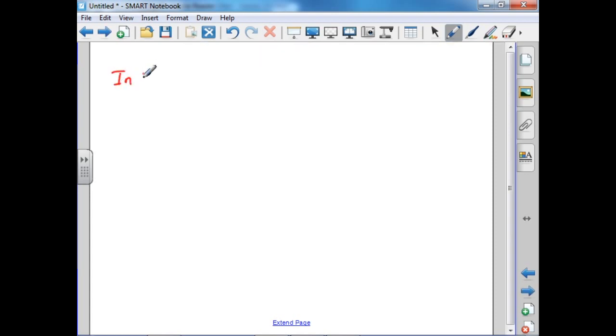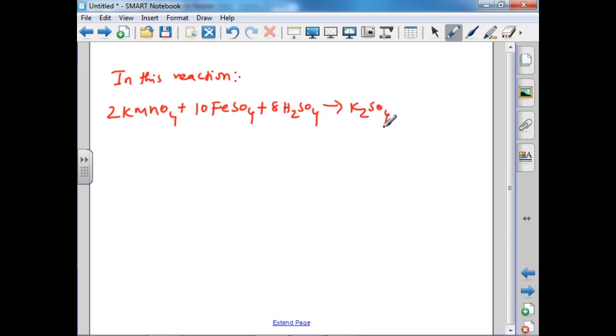In this reaction, we are going to find out which one is oxidized, which one is reduced, which one is the oxidizing agent, and which one is the reducing agent. 2 KMnO4 plus 10 FeSO4 plus 8 H2SO4 gives K2SO4 plus 2 MnSO4 plus 5 Fe2(SO4)3 plus 8 H2O.